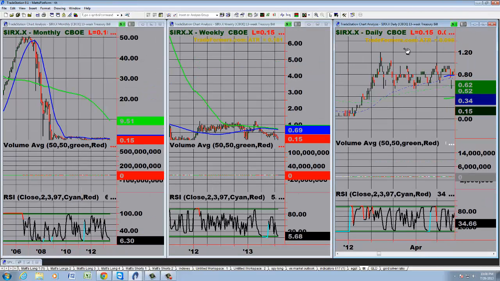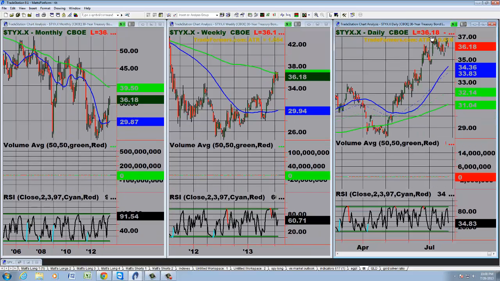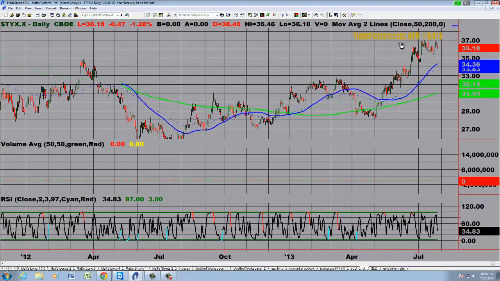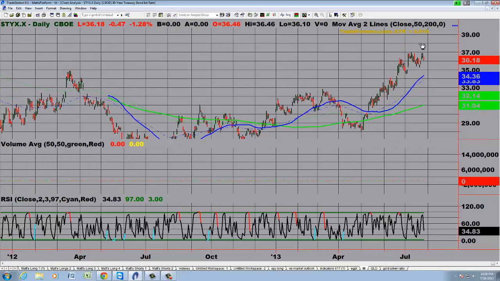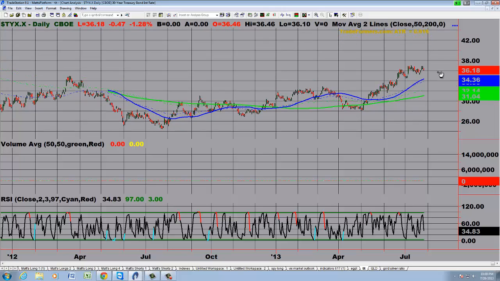Let's take a look at another part of the yield curve. We took a look at the TLTs. Let's take a look at the TYX.X. The TLTs that we looked at are the 20-year bonds. Here are the 30-year bonds. And you can see that this is the 50-day moving average. This is the actual yield, right? So it's sort of the reverse of the bond chart that we looked at, the TLTs.